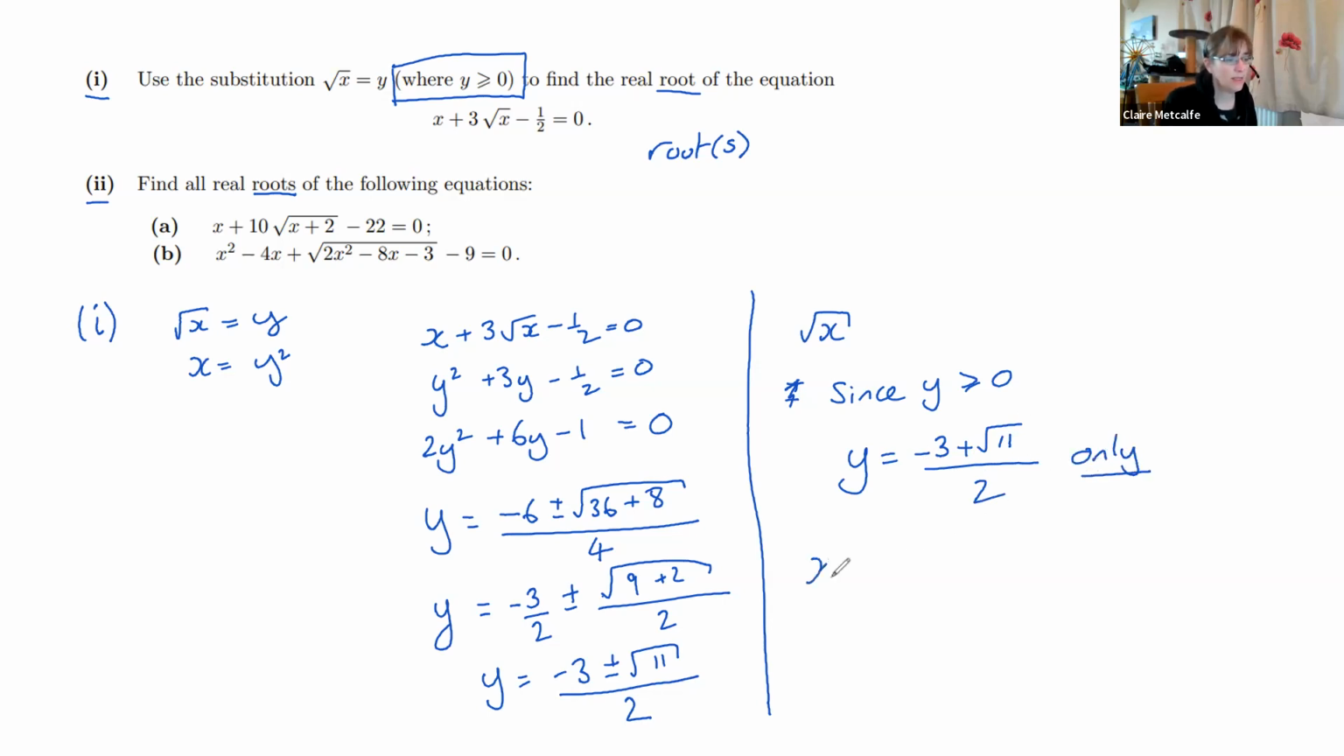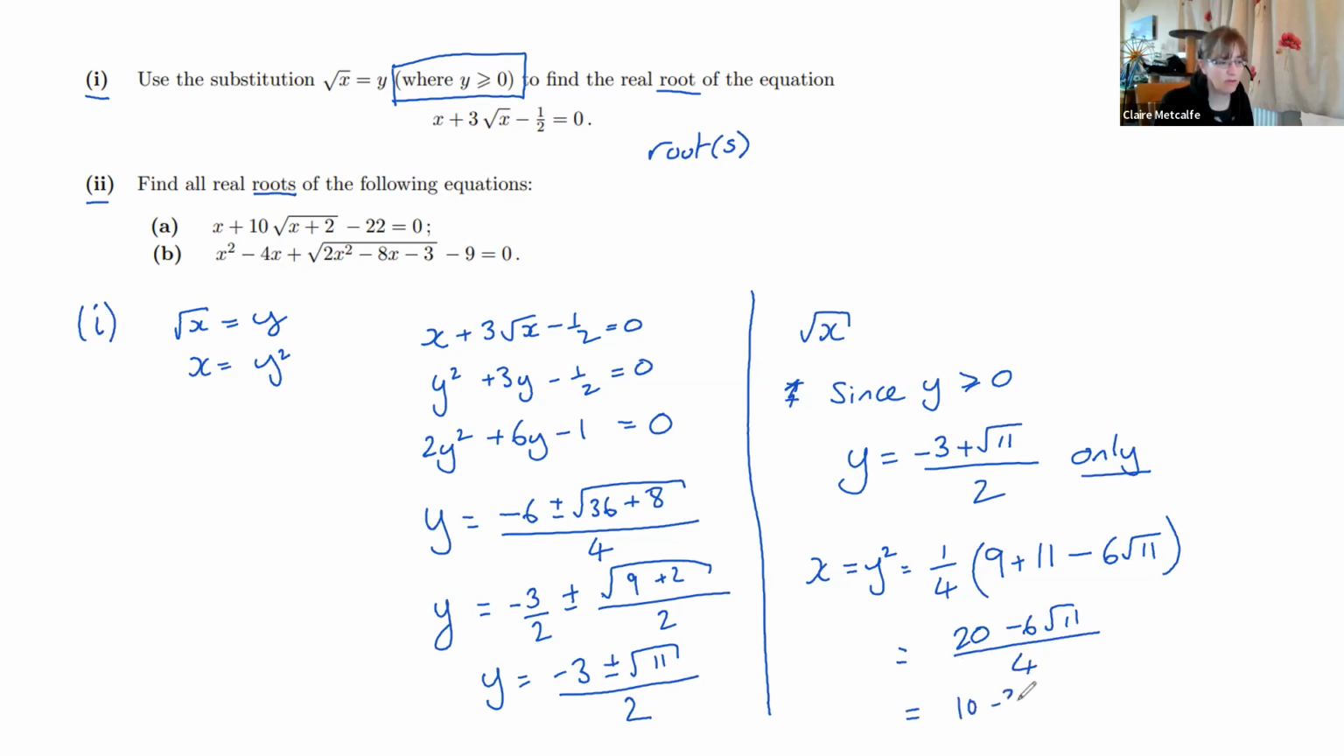And so x is equal to y squared is equal to 1/4. If we square this bracket, we're going to get 9 plus 11 minus 6 root 11. I think so. Square that term, and double the cross product. So this gives me, let's say, 20 minus 6 root 11 over 4. And then I can divide by 2 to get 10 minus 3 root 11 over 2, and just squeaking it into the bottom of the page there.